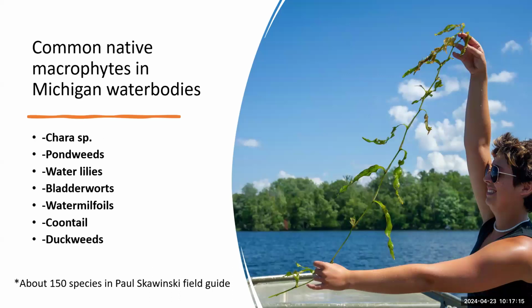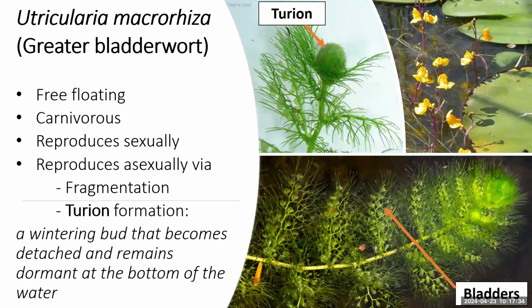Okay, that covers the water lilies and floating species, or some of them. Let's talk about the bladderworts, carnivorous plants. In Skawinski's book, he covers 8 species of bladderworts. In general, I usually only see about 5 when I'm out there. So I'll go over some.